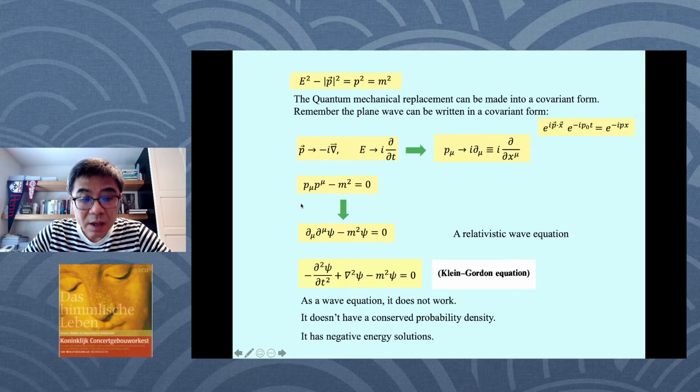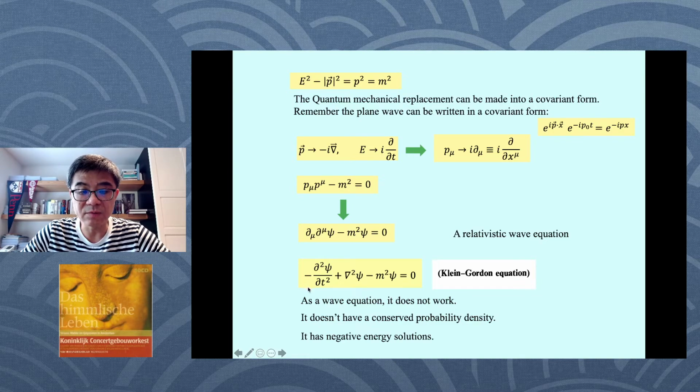But let me clarify this equation one more time. Now we have partial mu partial mu psi minus m squared psi equal to 0. And therefore, if you want to see more clearly the physical consequences of this equation, you will want to expand the partial mu partial mu in terms of the time derivative and the gradient derivative. Therefore, this partial mu partial mu is actually partial t squared minus gradient squared.